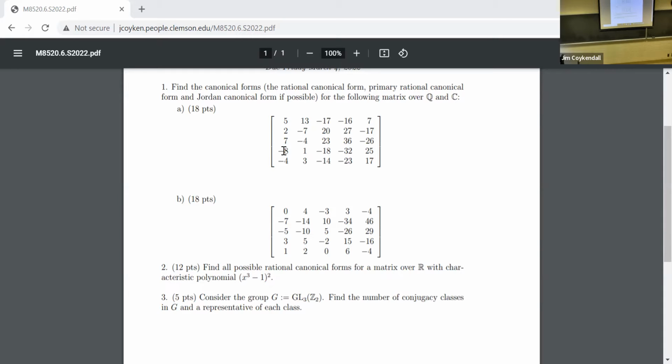So in those first two, I gave you some 5x5 matrices, and I'll outline what my expectations are on this. Find the primary rational canonical form, and Jordan form, if possible, for the following matrices, over Q and over the complex numbers. And of course, the Jordan form will always be possible over the complex numbers.